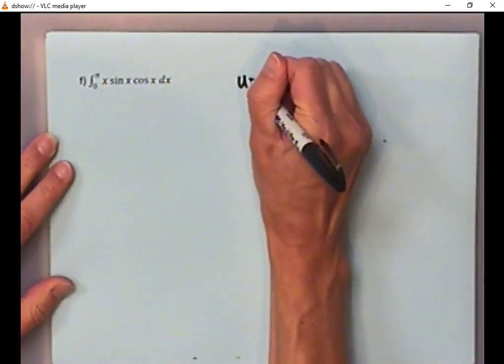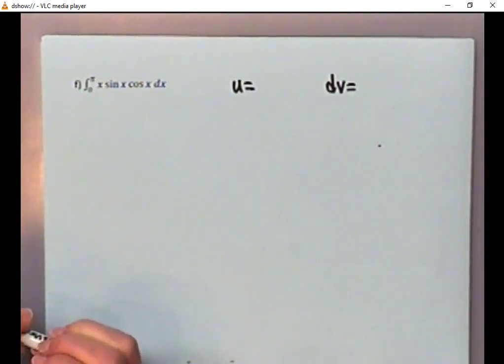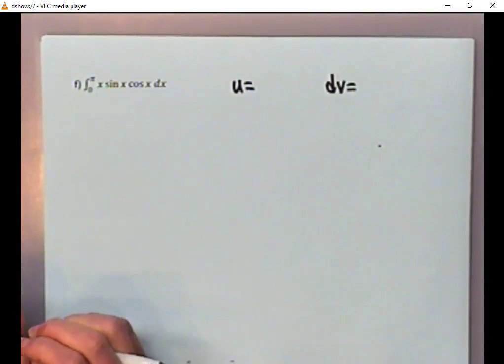Let's do one more here before we go to a couple different kinds. This one is x sine of x cosine of x dx. And we're going from 0 to pi. So let's talk about this one. And what we want to choose to be u and dv. Any thoughts on this one? What do you think for u?